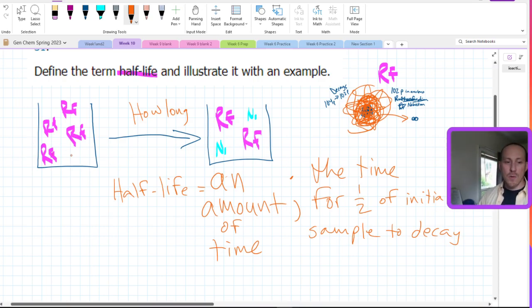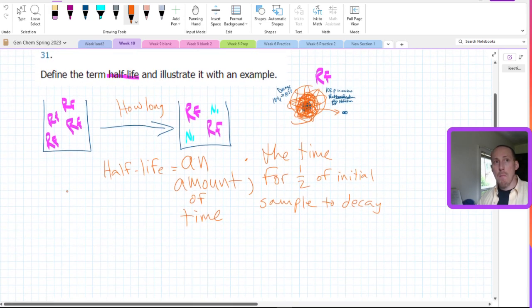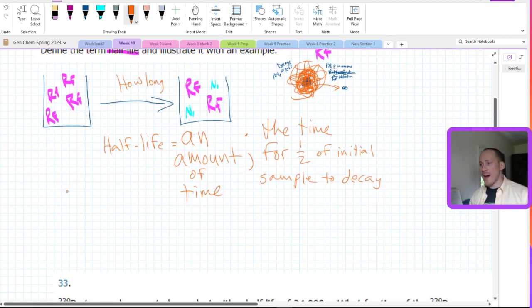If we had started out with a cup full of like 500 Rutherfordiums and waited for it to decay into 250, it would take the same amount of time as 4 decaying into 2. If we started out with 1,000,000 and waited for it to decay to 500,000, it would take the same amount of time as 4 to 2 or as 100 to 50. The more you have, the more likely that parts of it are going to decay. So that is a very interesting thing about half-life.